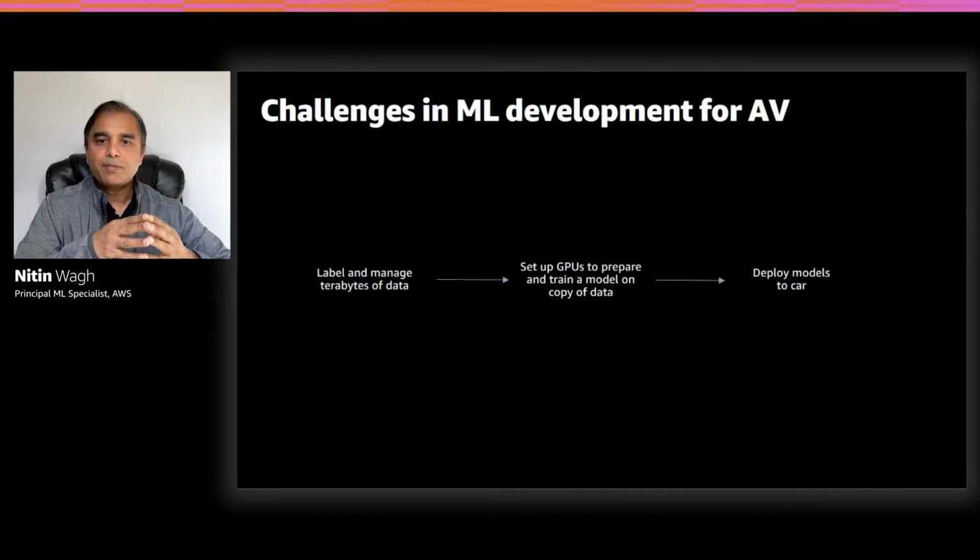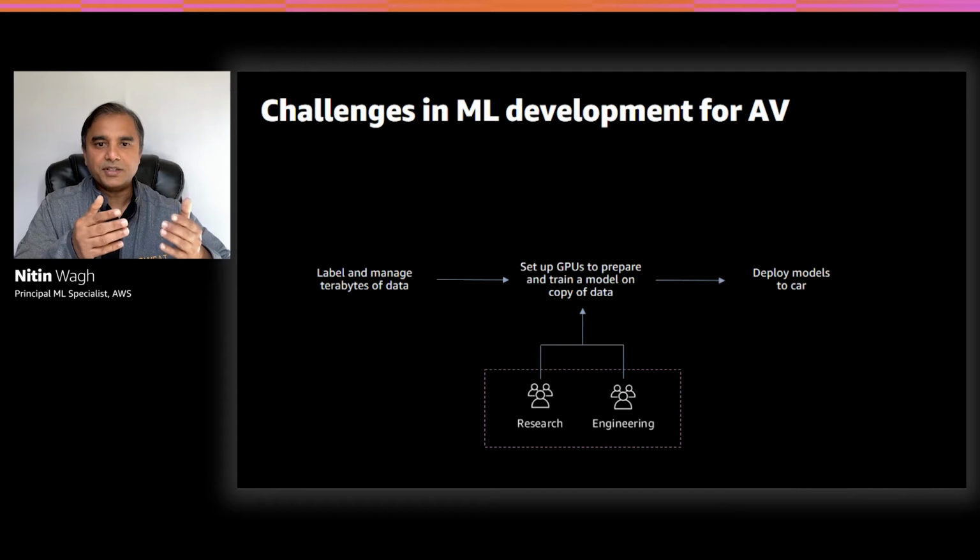So there are three primary stages in the machine learning life cycle for AV. First, you label terabytes of LIDAR 3D point cloud and image data, then set up and manage GPU clusters for machine learning training, and then deploy the trained model into cars for testing. Typically, machine learning users at AV include researchers and engineers. AV testing vehicles can generate 20 to 60 petabytes of data per year, and model training for fully autonomous vehicles requires hundreds of thousands of GPU-based servers for machine learning training.